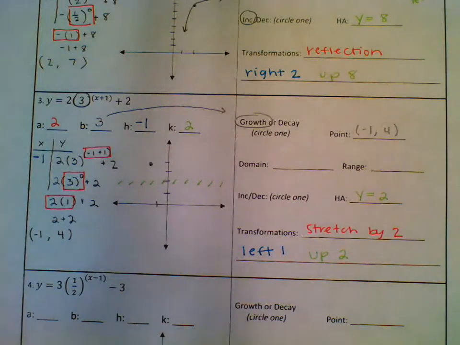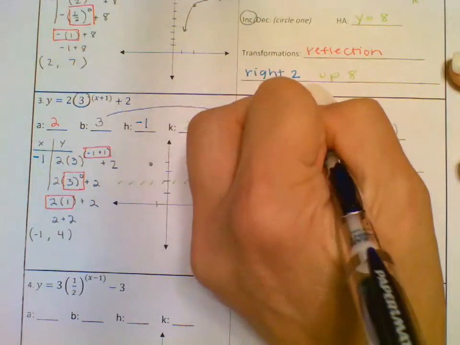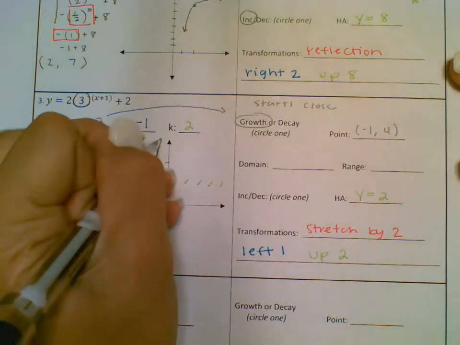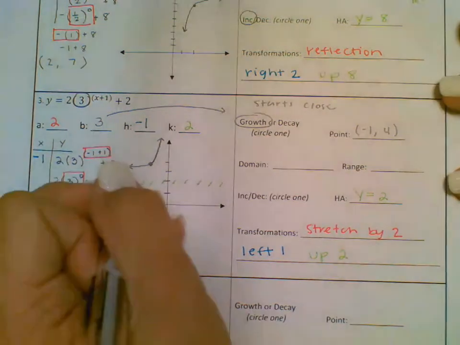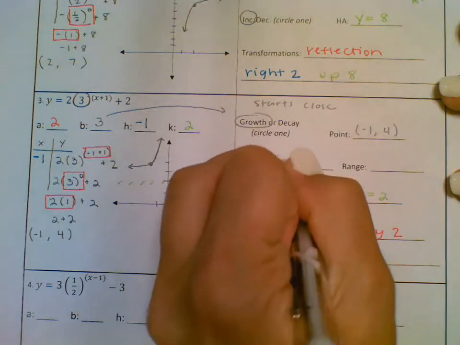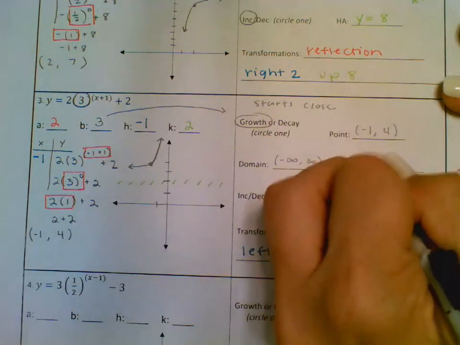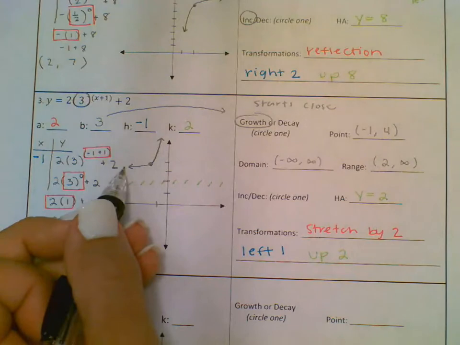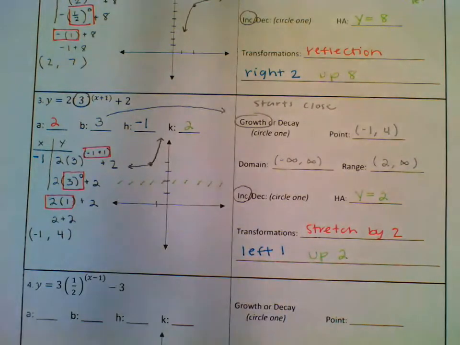All right, so looking at our base, it is 3, and 3 is more than 1, so that's growth. And when we draw growth, growth starts close. So starting close to the asymptote on that side and growing away from the asymptote. Domain is still from negative infinity to positive infinity. There's nothing stopping it on either side. But the range starts here at 2 and goes up to infinity. So starting at the asymptote and then going up to infinity. And then if I was walking on the curve, I would be increasing, going up. So that's increasing.